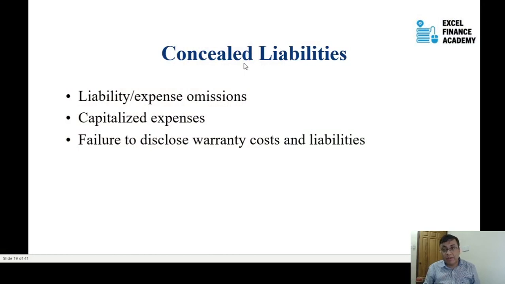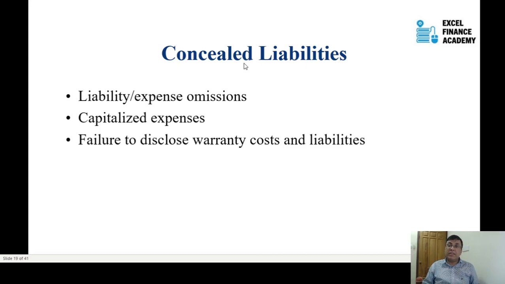Now we are going to discuss the third method of financial fraud, which is concealing the liability and reducing the expenses. What happens in this method is that we are trying to conceal our liabilities. Basically, we are trying to suppress the expenses to improve the profitability. In this case, usually the liabilities are omitted, meaning the expenses are omitted, because you will incur liabilities only for the expenses. So it may be interest, legal costs, or research and development expenses which are omitted.